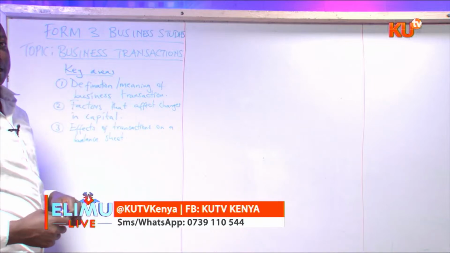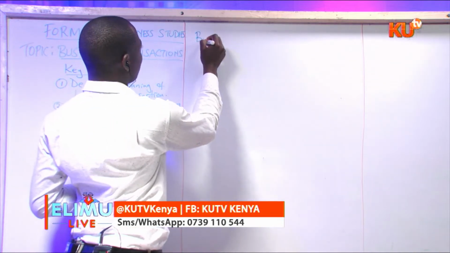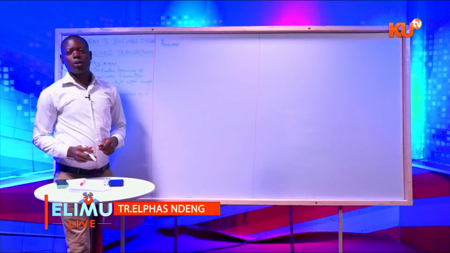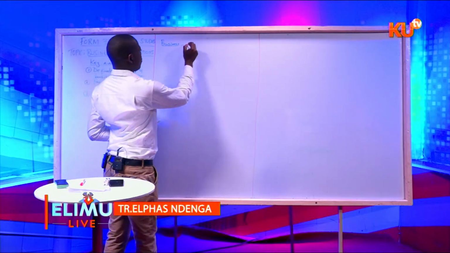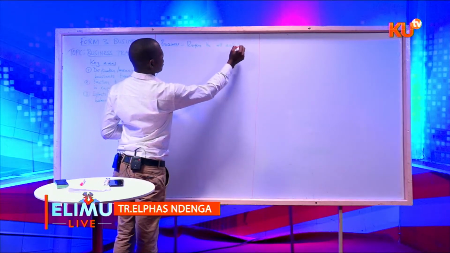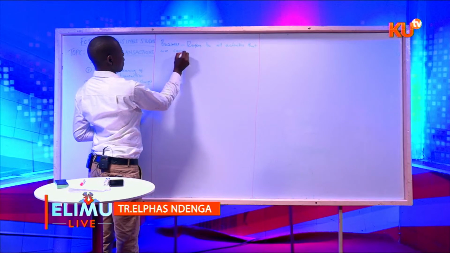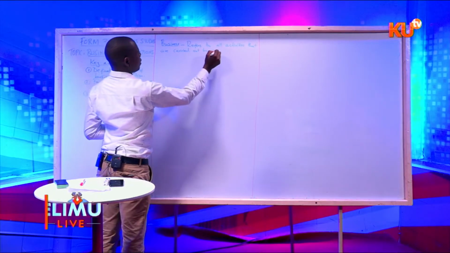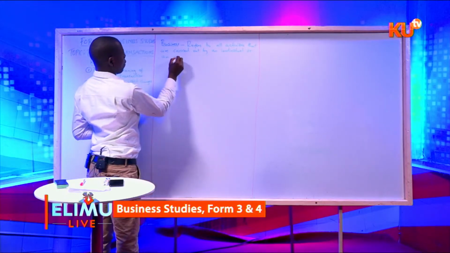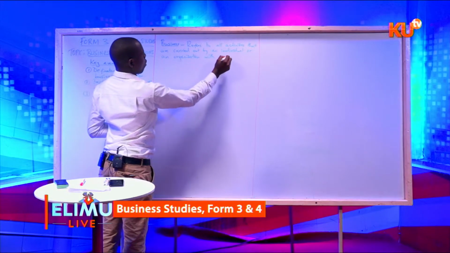Make a recap of what is business as we learned in Form 1. In Form 1, under the introduction of business studies, we defined business as an entity which constitutes all activities that are carried out by an individual or an organization with the view of making profits.